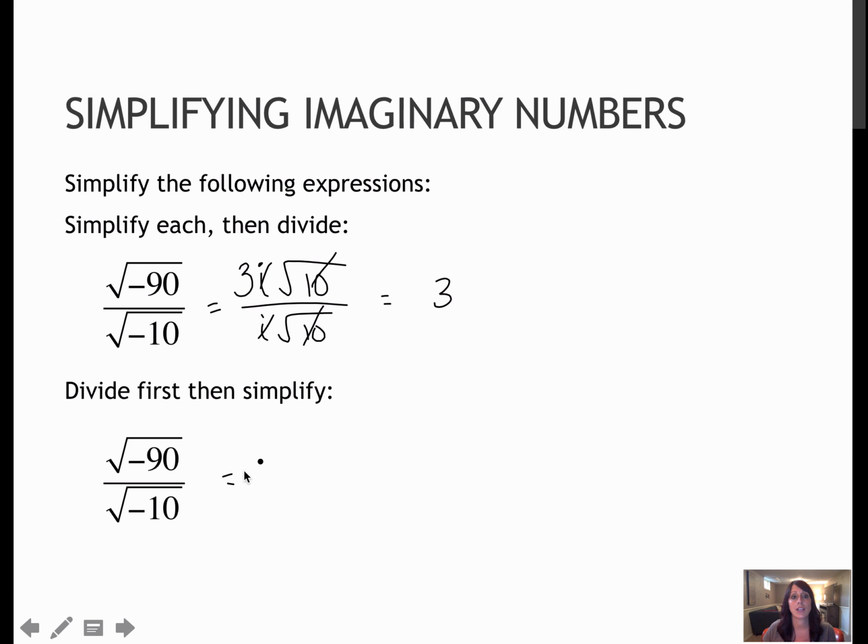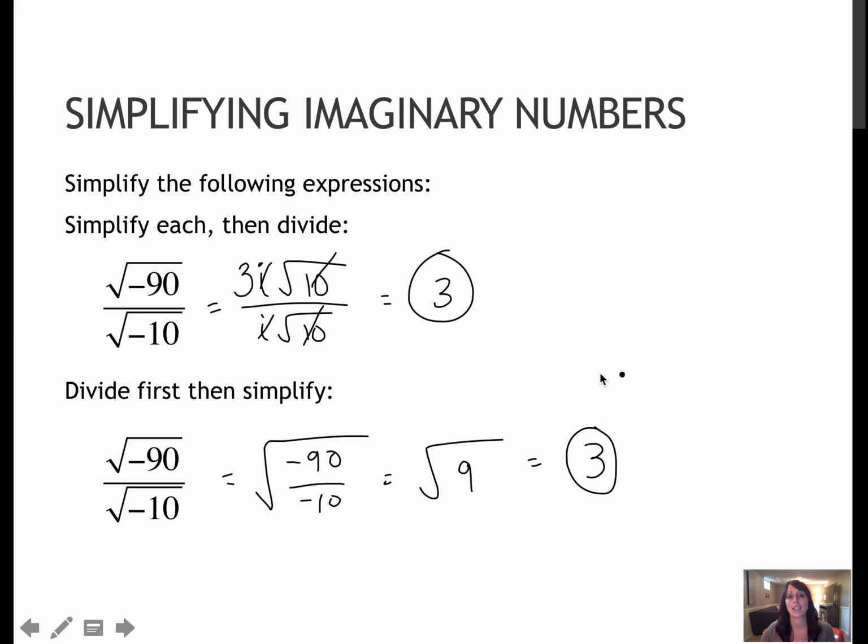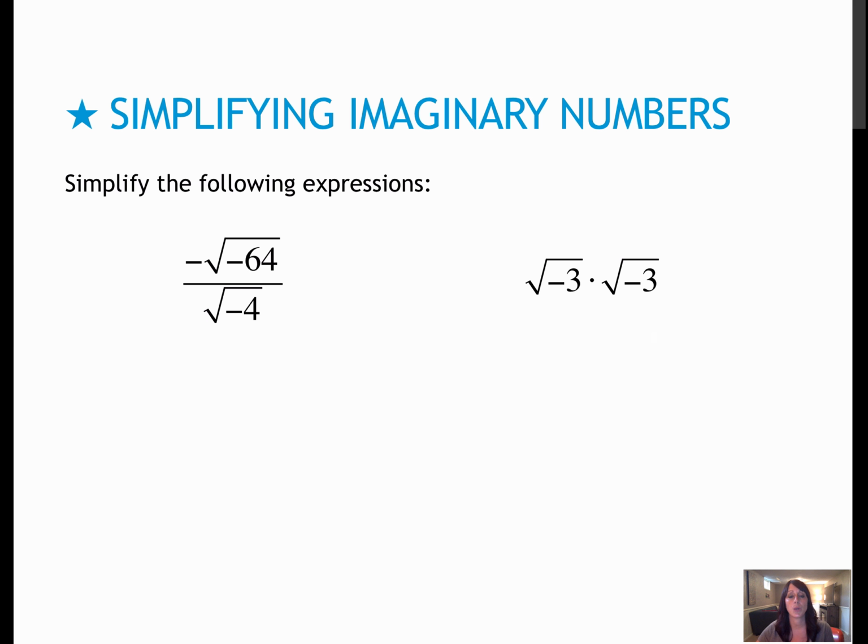Now let's take a look if I divided first and then simplified, which means I'm going to put it all under one radical. I'm going to reduce what's on the inside. So I'm going to take -90 divided by -10, which is +9, and then take the square root, which is 3. So here notice I get the same answer either way, but in the other example I did not. So just be very careful. Here are 2 questions for you to try, so try them both and press play to see how you did.